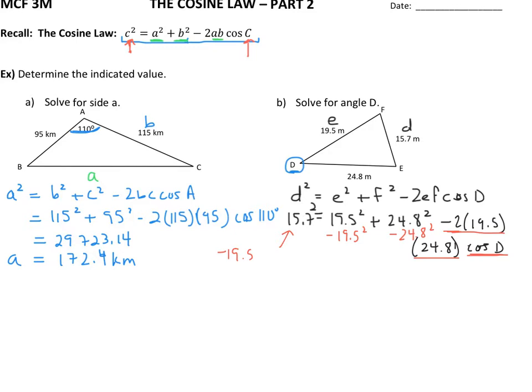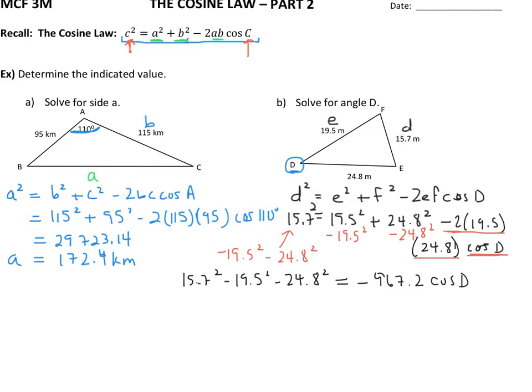sides here. So I'm actually going to rewrite this because it's all over the place. So let me fix that up. We still have our 15.7 on the left side of the equal sign, and that is being squared. We're going to take away the 19.5 squared, and we're going to take away the 24.8 squared. And that's going to equal the product of 2 times 19.5 times 24.8, which is 967.2, and that's what's multiplying the cosine of D.